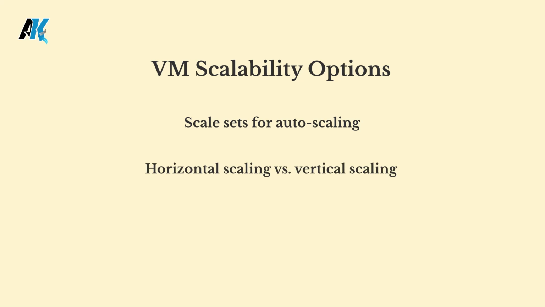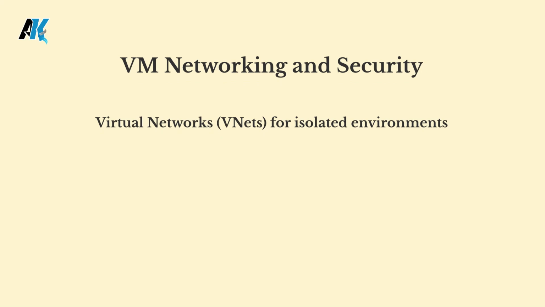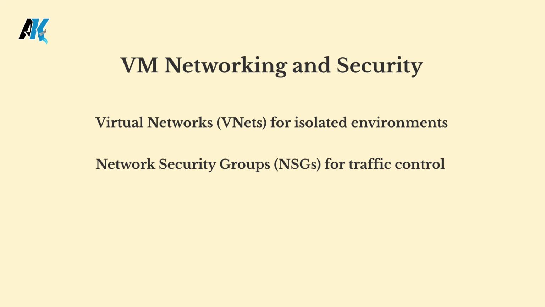You can either scale horizontally by adding more VMs to distribute the load, or vertically by increasing the resources of an individual VM. To optimize traffic distribution, VMs can be paired with Azure load balancers, ensuring consistent performance even during traffic spikes. Azure VMs are often deployed within virtual networks, VNets, providing an isolated environment where resources can communicate securely. Network security groups, NSGs, allow you to control inbound and outbound traffic to your VMs, while VPN Gateway enables secure communication between on-premises networks and your Azure VMs, making hybrid cloud solutions a reality.